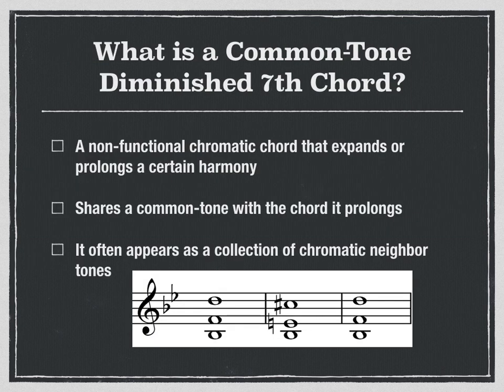So what is this chord really? A common-tone diminished 7th chord serves as a non-functional chromatic chord that prolongs a harmony, like the B-flat major chord in our Weezer example. As its name suggests, the common-tone diminished 7th chord shares a single common tone with the chord that it's prolonging, like this B-flat here that's in all three chords. Often, this chord results from chromatic lower neighbor motion in the voices not kept in common, so the spelling will reflect this chromaticism.